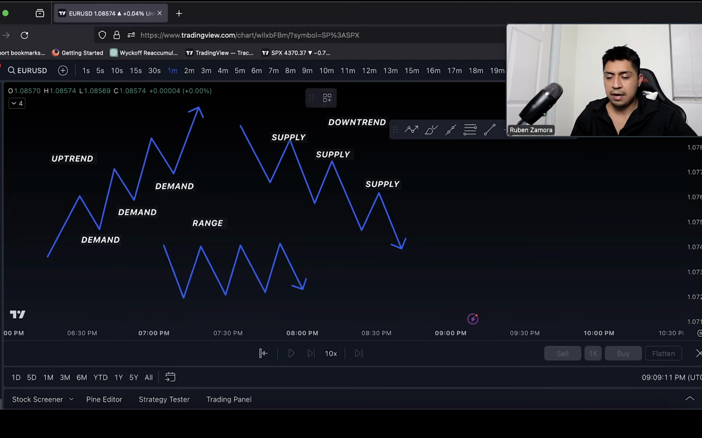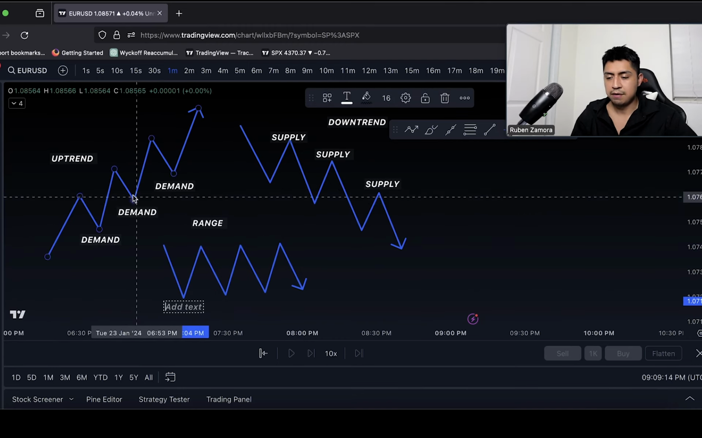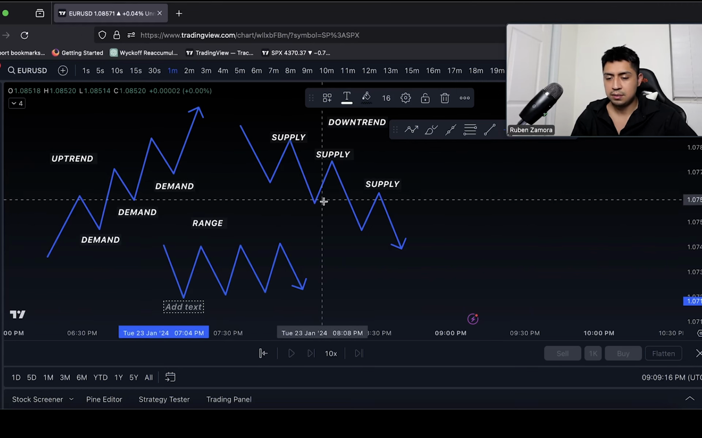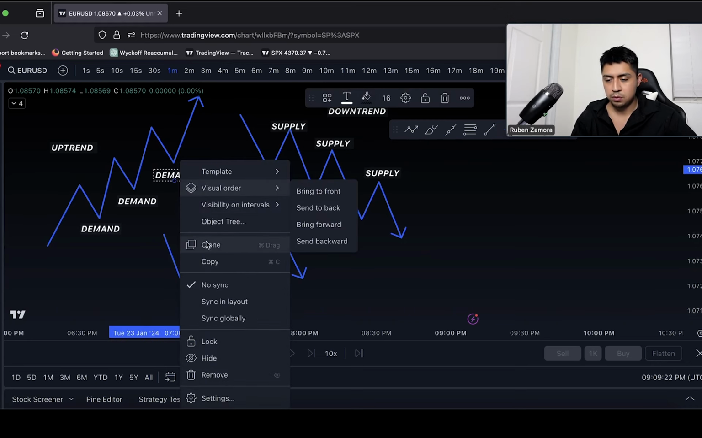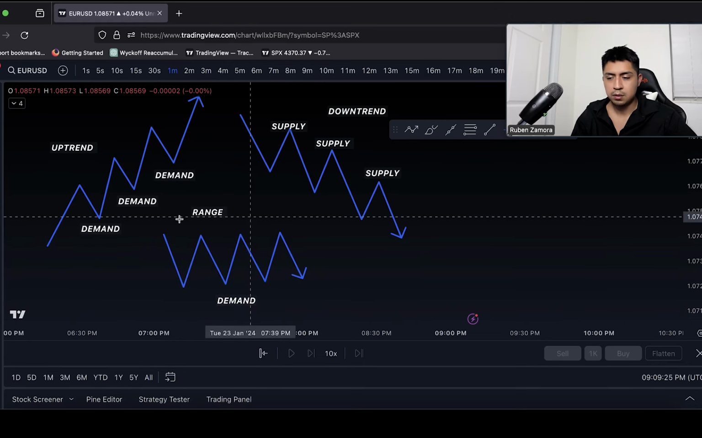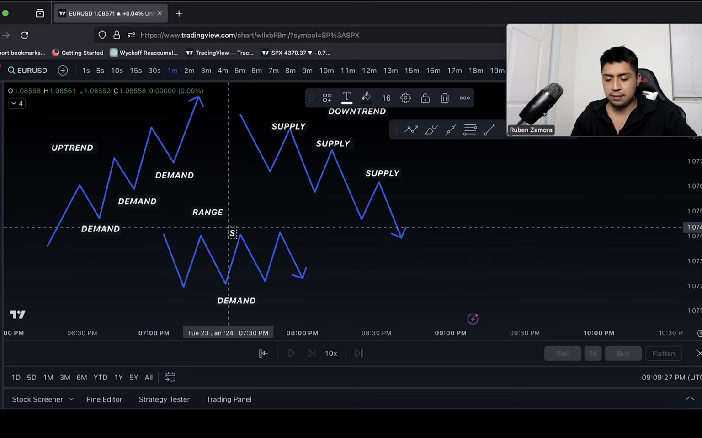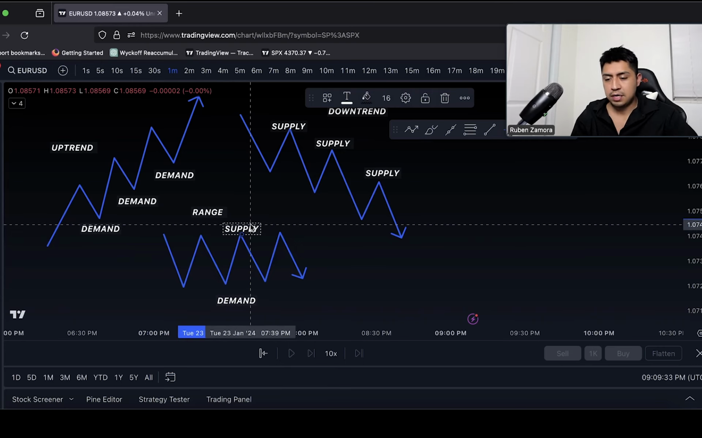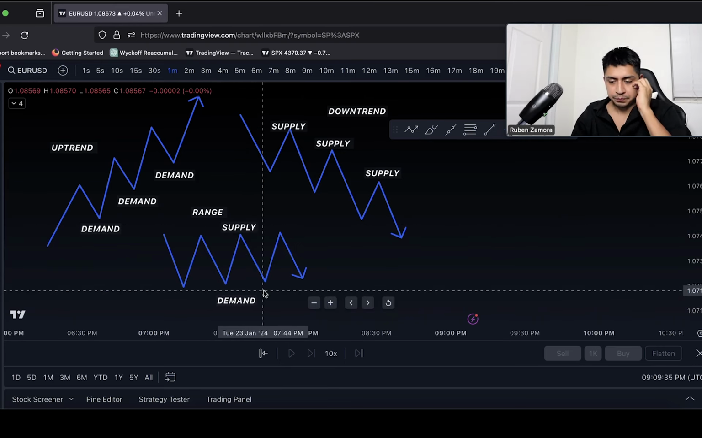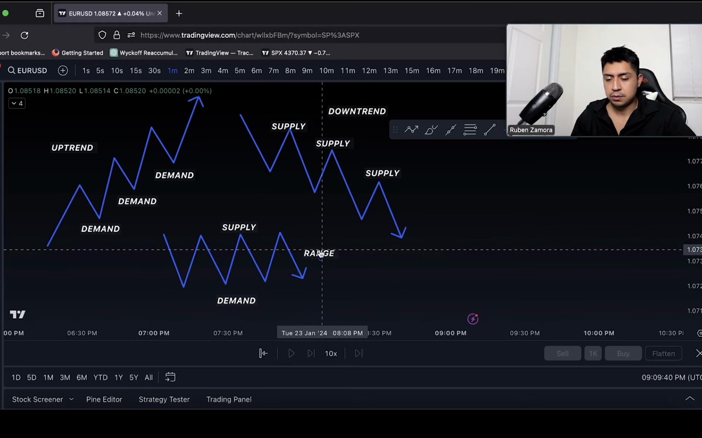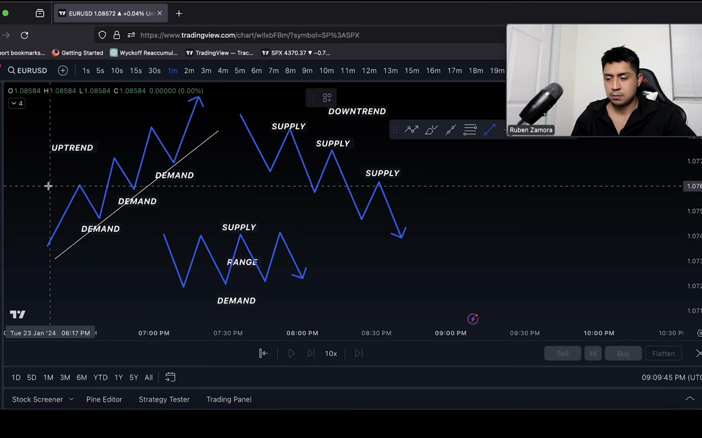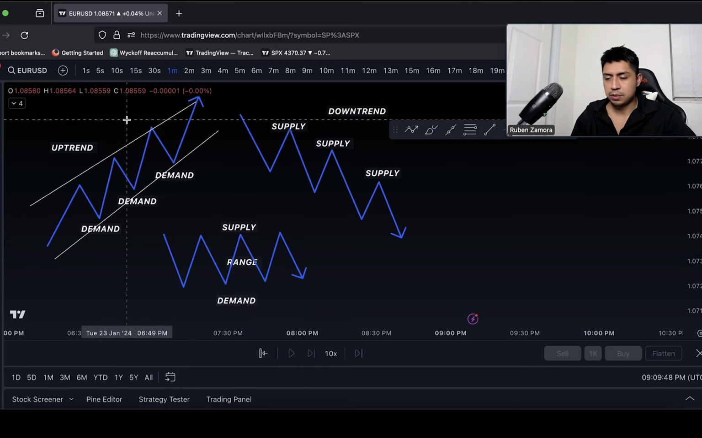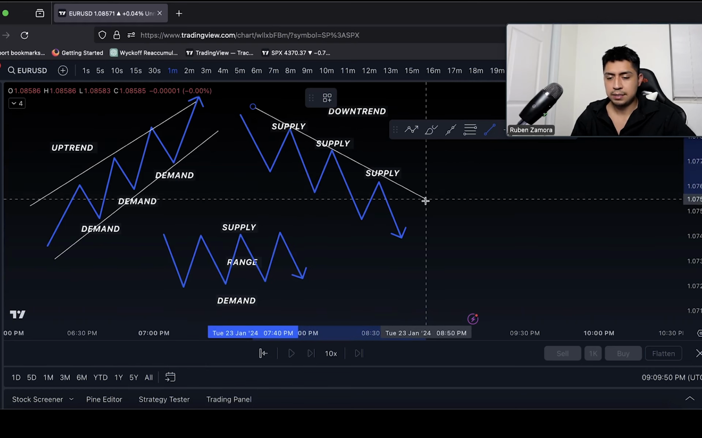Now the range structure is a mixture of this uptrend and this downtrend. You have demand at the bottom, which is right here, and this is supply. So you have supply here and demand down here, and this is what we so-called a range. We can put all this together, and we have that uptrend and we have a downtrend.